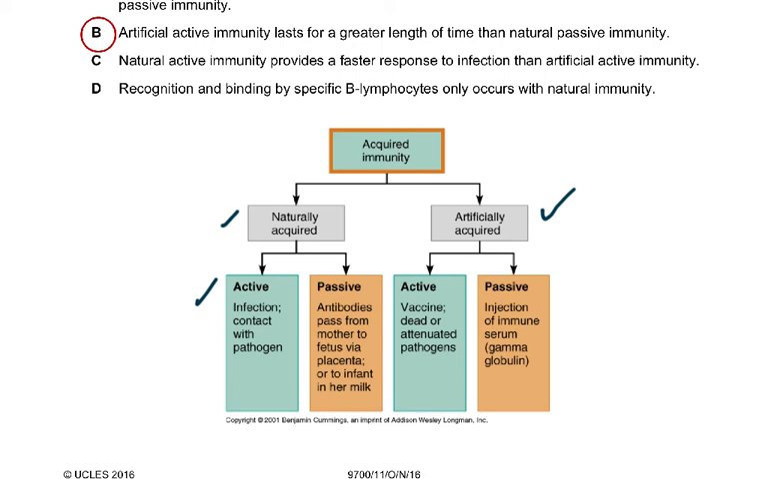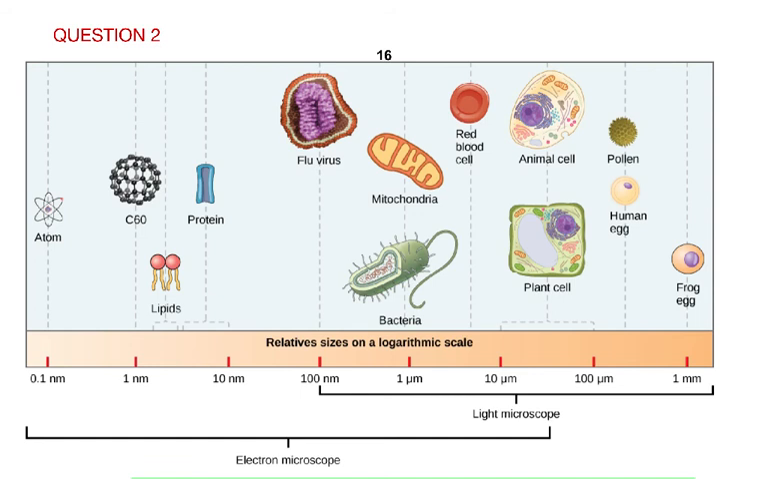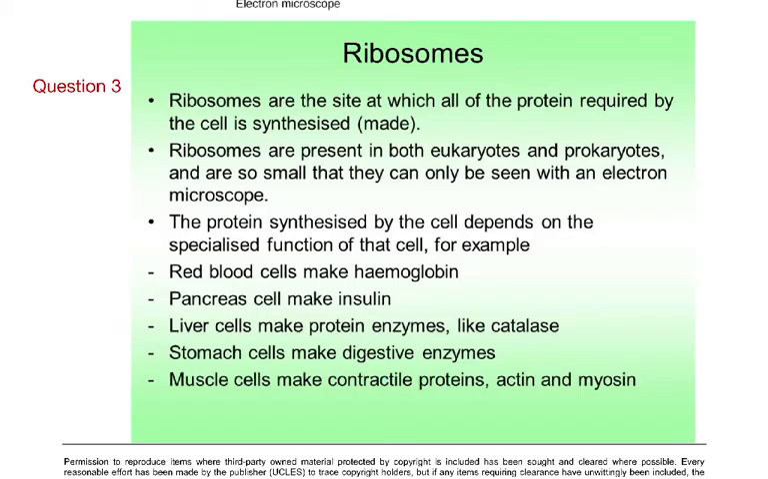images which have been added for you all to revise. So now this was the first one. This was for question 2. So I want everybody looking at it, pausing it here, and then of course figuring it out and looking at all the sizes: mitochondria, bacteria, protein, atom, red blood cell, animal cell, plant cell, pollen, frog, and these are relative sizes on the logarithmic scale. Ribosomes. So you can pause it here and have a look at it and read through it.